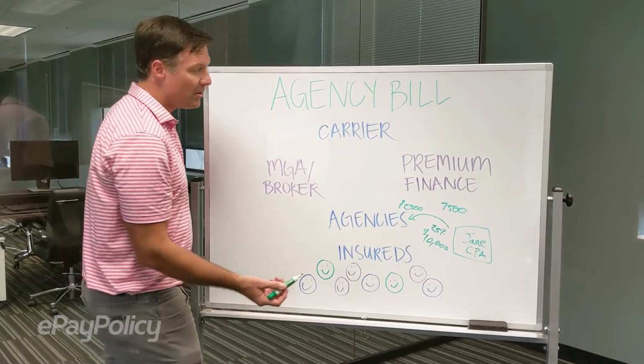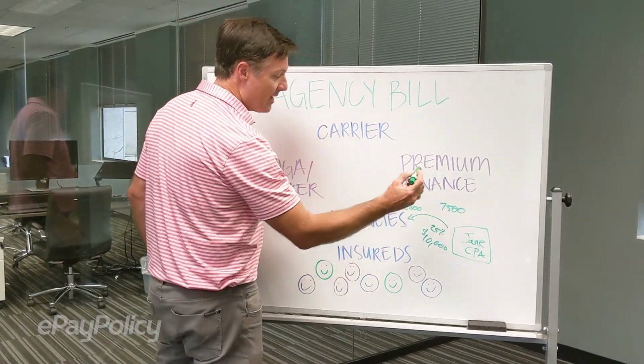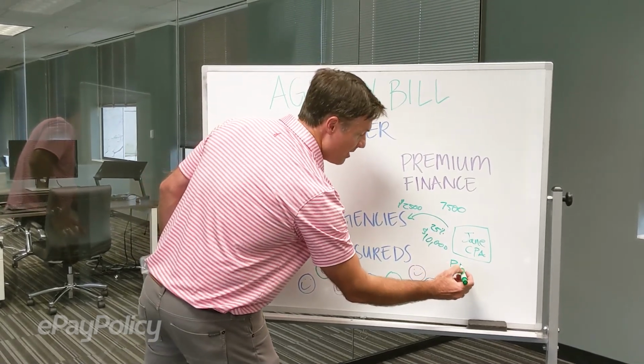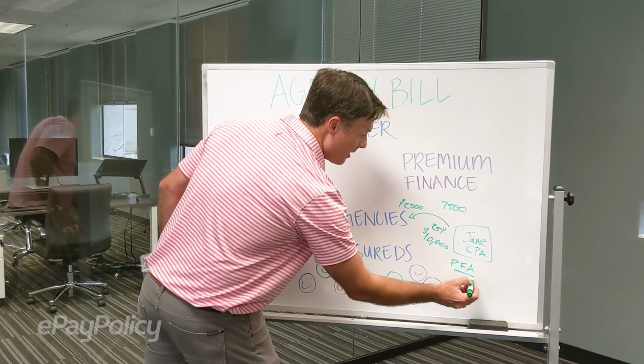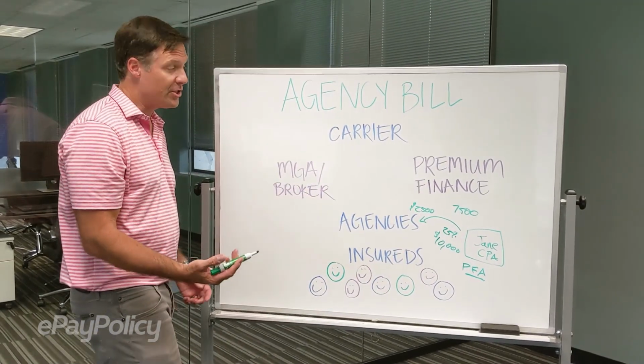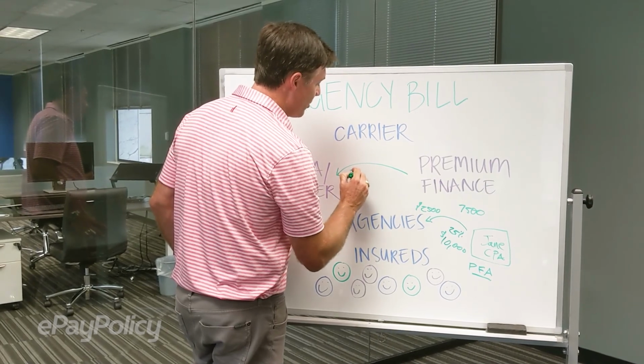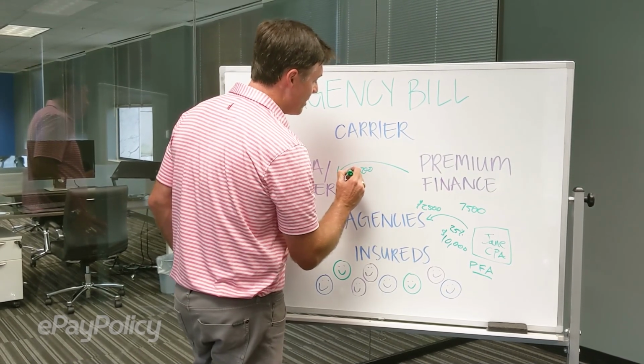So $7,500 comes in the form of premium finance. The agency is going to issue Jane what's called a premium finance agreement, okay? And this is just a note. It's just a note saying the finance company is going to pay your insurance for you. So in this case, it's $7,500.